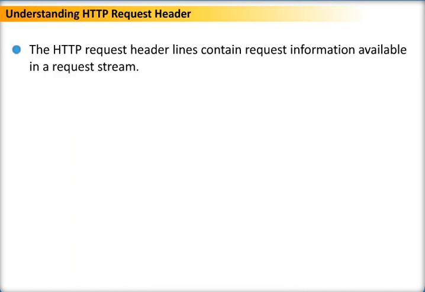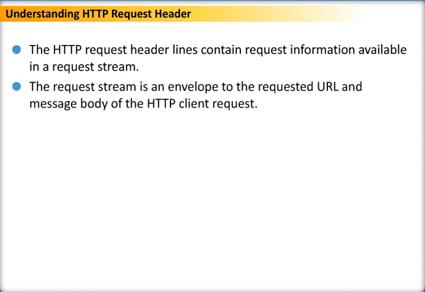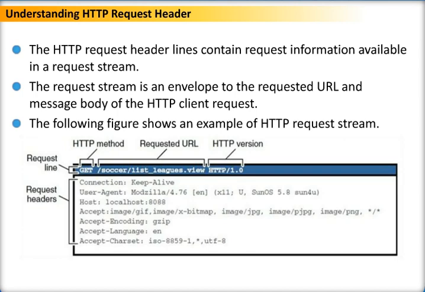The HTTP request header lines contain request information available in a request stream and provide details about the client request. When a user clicks on a hyperlink or submits a form, it generates a request stream. The request stream acts as an envelope to the requested URL and message body of the HTTP client request. This stream contains the HTTP request method information, request header information, and other required information for the server. The displayed figure shows an example of HTTP request stream of the HTTP GET method.